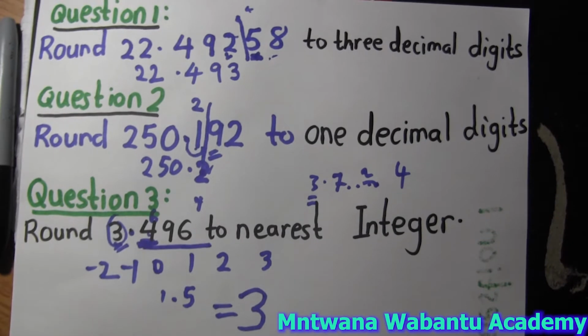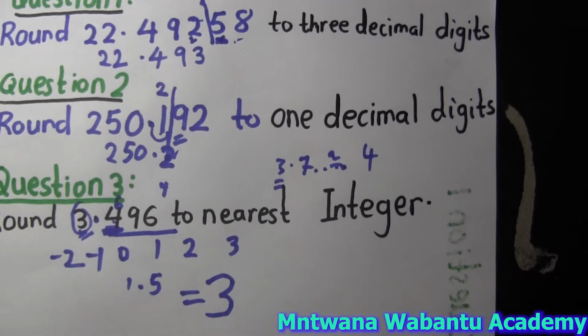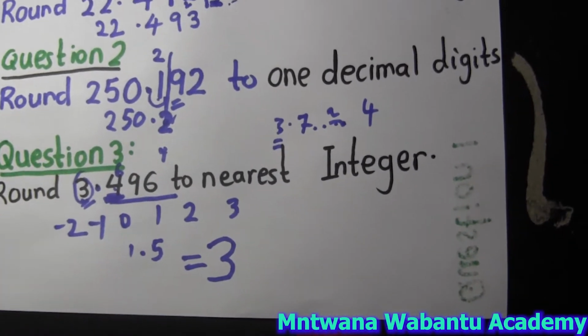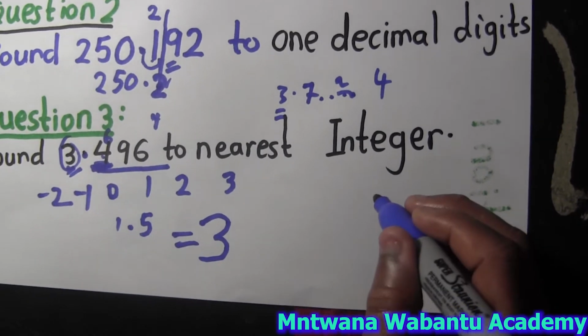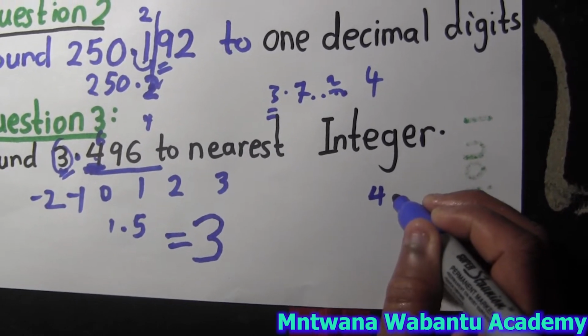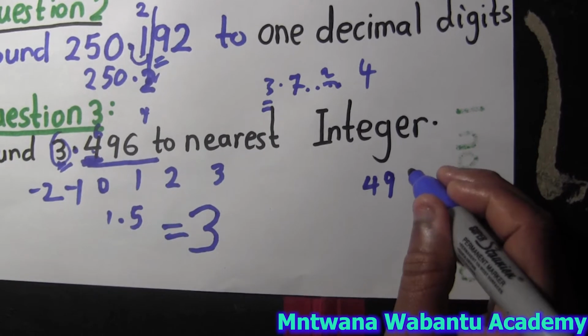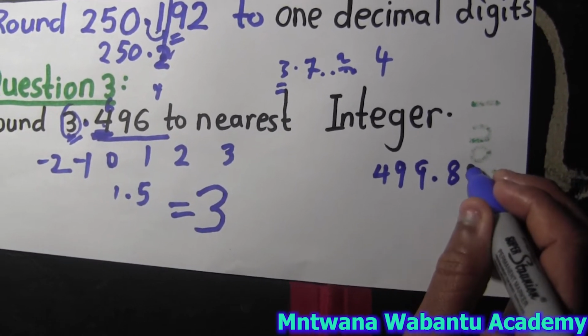So let me just challenge you a little bit, because sometimes they don't ask like that. If somebody, for example, gives you, let's say, 499.87.